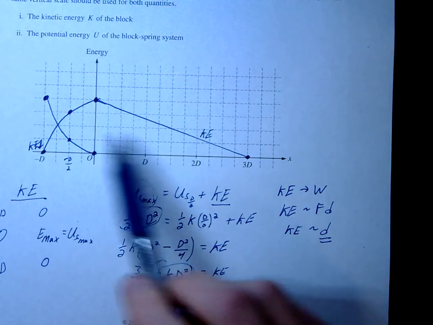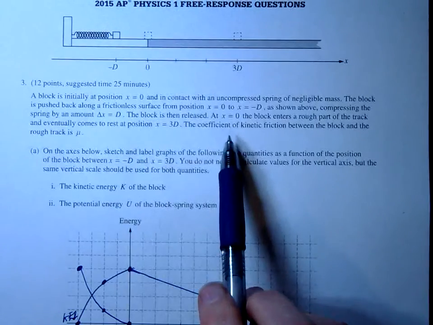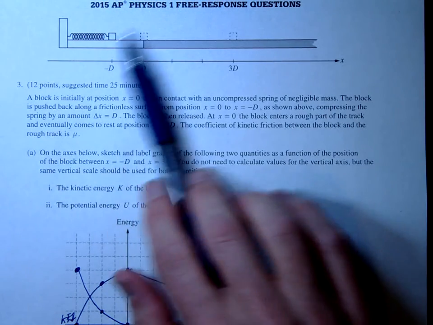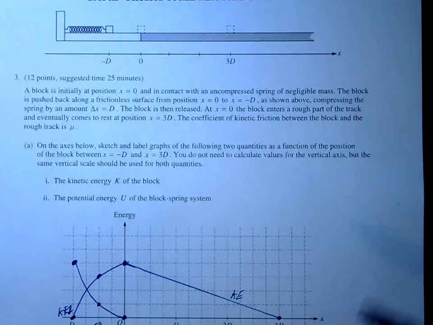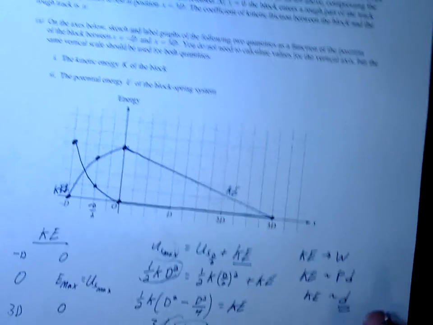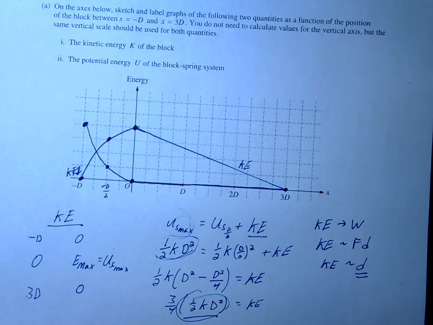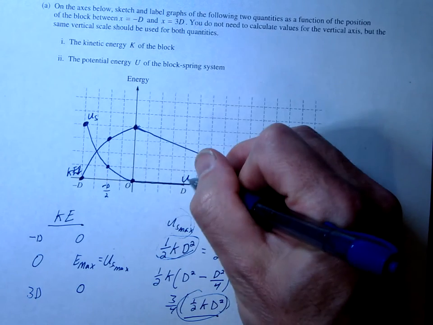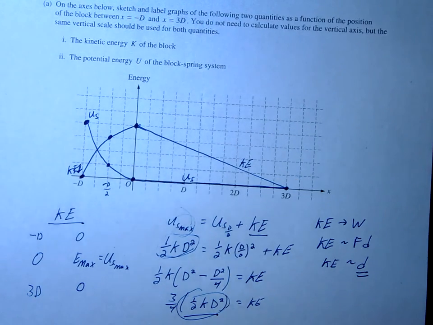And then at this point, the block's released itself, and so there's no more spring potential here. So our spring potential is just going to stay at 0. So this graph will just continue like that, and we'll have a 0. Okay, so this would be our US. All right, question number 2.